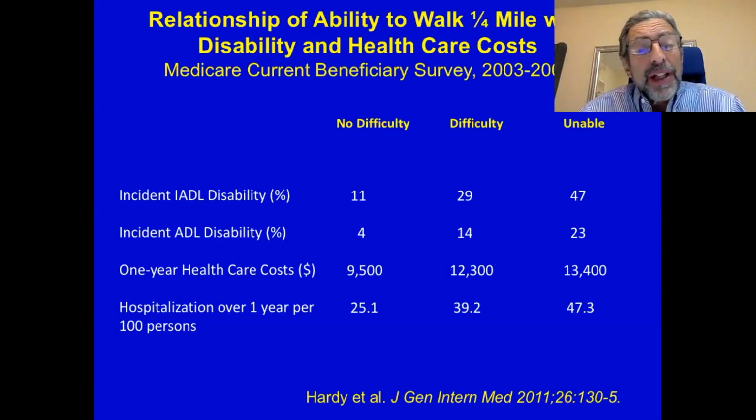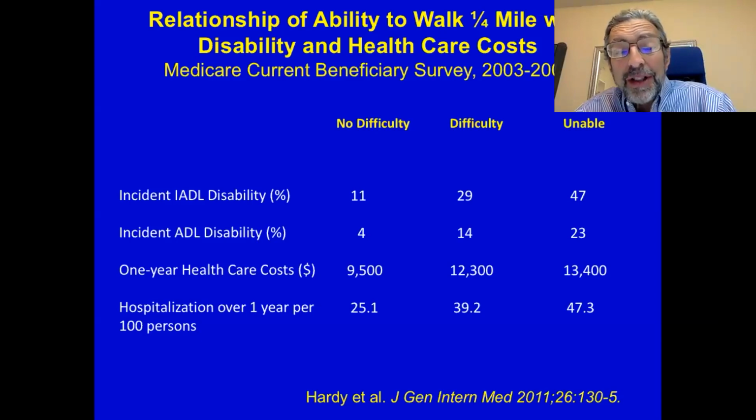So in those who did not have IADL disability at the beginning, you see that as they were followed up over time, that there was an increasing rate developing instrumental activity of daily living disability. It went from 11% in those with no difficulty to 29% in those with difficulty to 47% of those who were unable to walk a quarter mile. We see slightly lower rates for ADL disability. If you remember, this is a disability in self-care items, a less common but more severe level of disability. So it goes from 4 to 14 to 23% of those who have problems walking a quarter mile develop ADL disability over the next year.